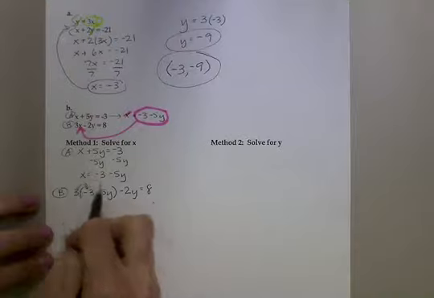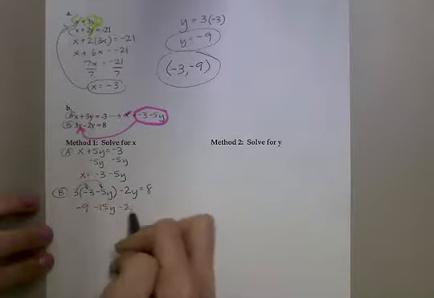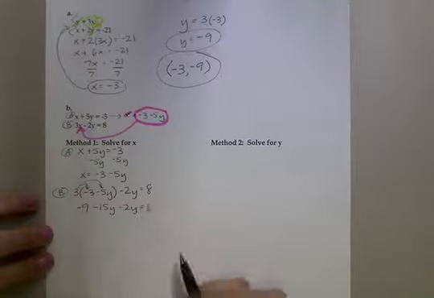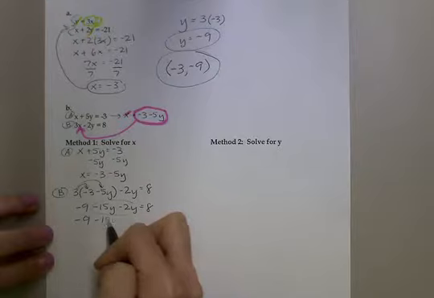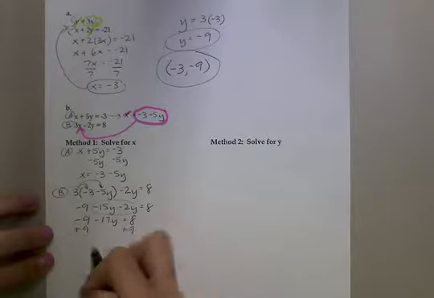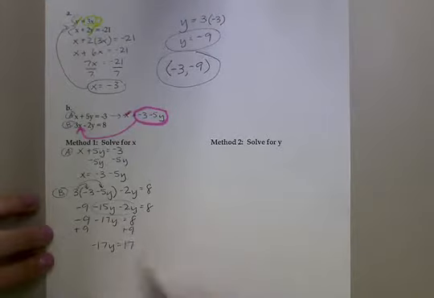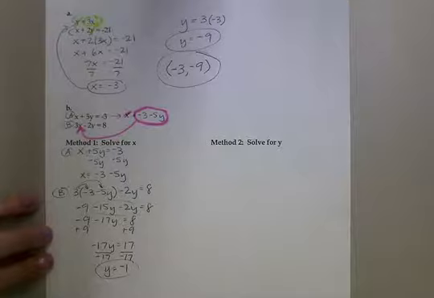Let's distribute this 3. You end up with -9 minus 15y minus 2y equals 8. Okay, let's combine our like terms. We end up with -17y equals, okay, add your 9 on both sides. You end up with -17y equals 17. So let's divide through by -17 to get our y-coordinate. So we know our y-coordinate is -1.